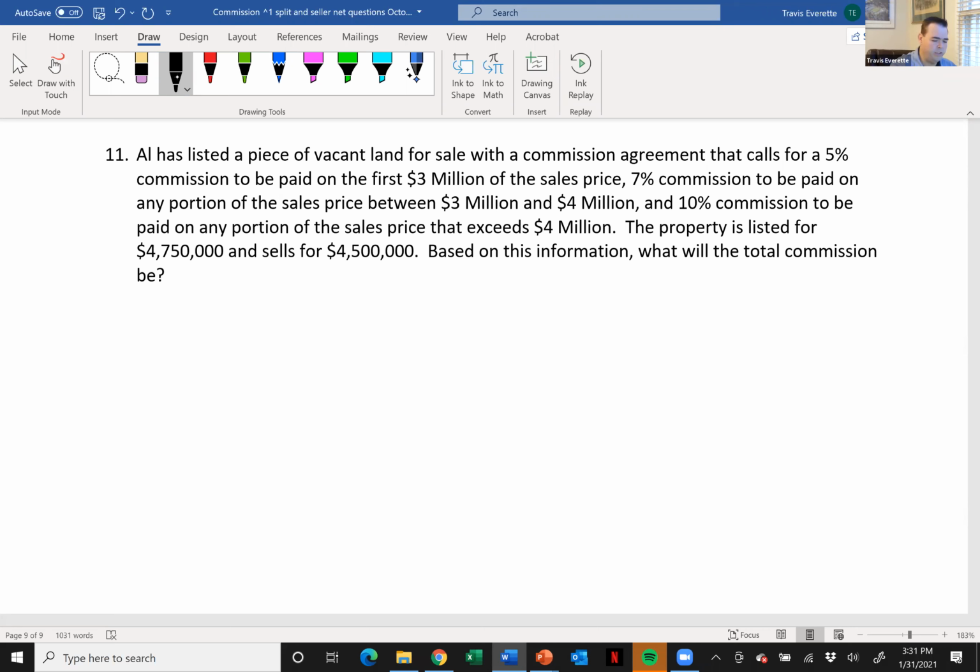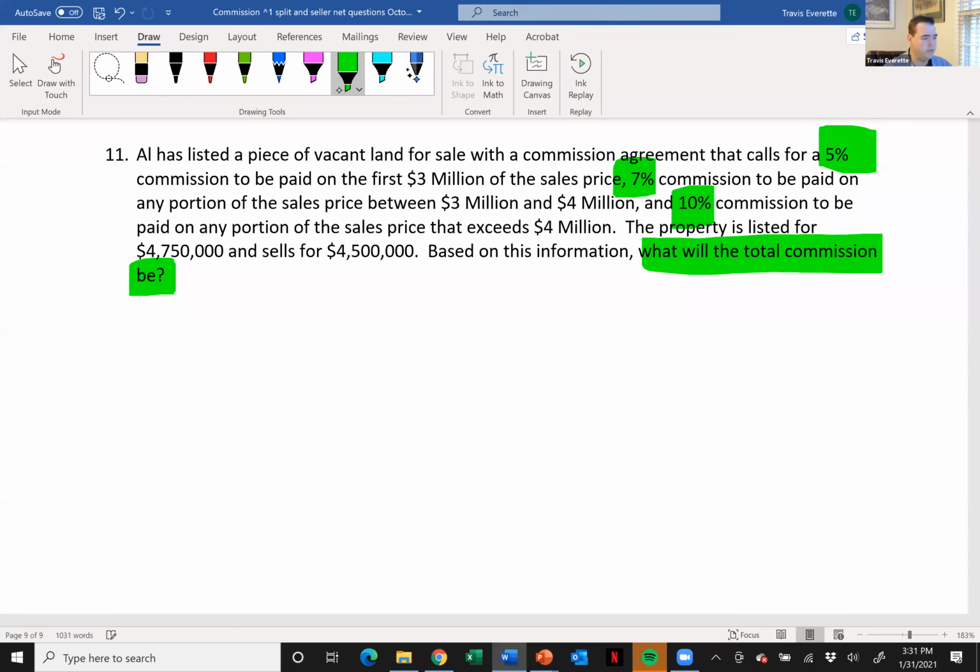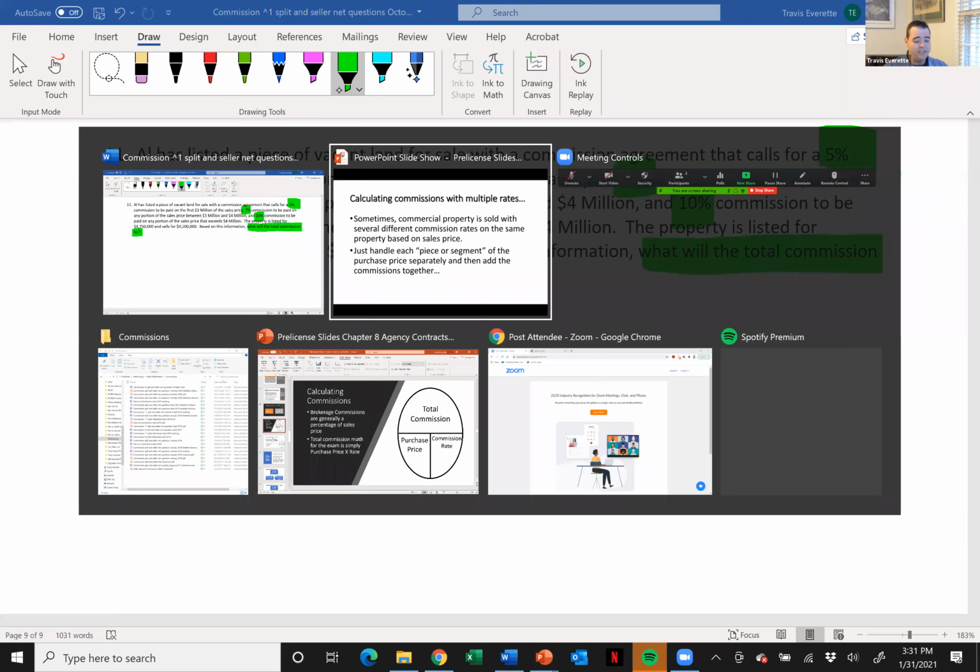But I do see a question. It's asking, what will the total commission be? Here's the problem. I see 5% commission. I see 7% commission. I see 10% commission. And you're right. You've not seen anything like that yet. But you're about to. We're going to fix that. So we'll go back over to the slides.